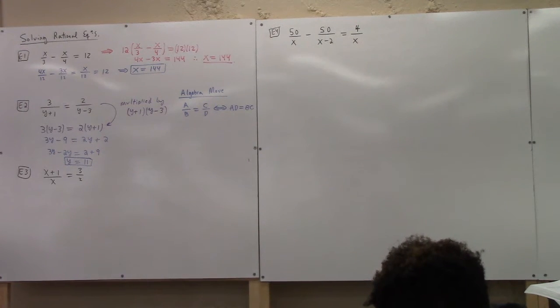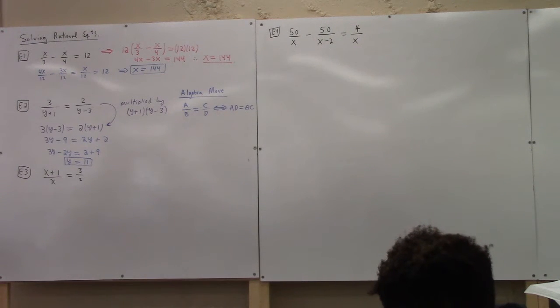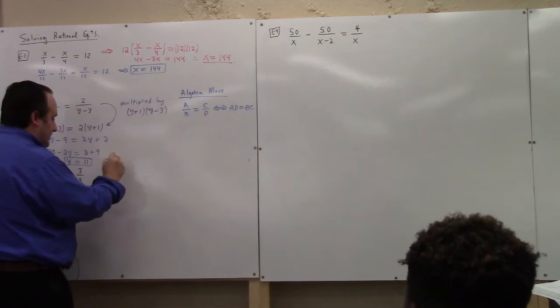What's a good idea on any algebra problem like this? Once you get maybe 3 steps in, it's worth your time to check your work, right? Can we check our work? Let's check our answer. How do we do that?